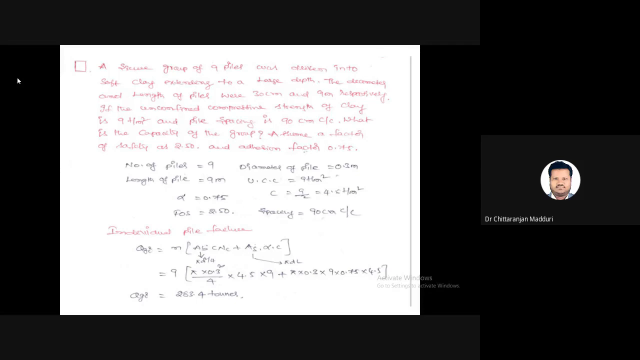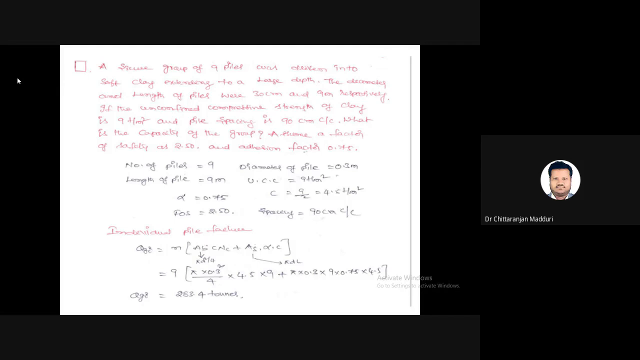In the problem, the data is: number of piles is 9, length of the pile is 9 meters, alpha equal to 0.75. This should be considered only in individual pile failure. Even though it is given in the problem, don't substitute this value in block failure. So in block failure, alpha is taken as 1.0. Factor of safety equal to 2.50. Diameter of the pile is given as 0.3 meters. Unconfined compressive strength is equal to 9 tons per meter square. Undrained cohesion equal to half of the unconfined compressive strength, 9 by 2 is equal to 4.5 tons per meter square. Spacing between the piles is 90 centimeters center to center.